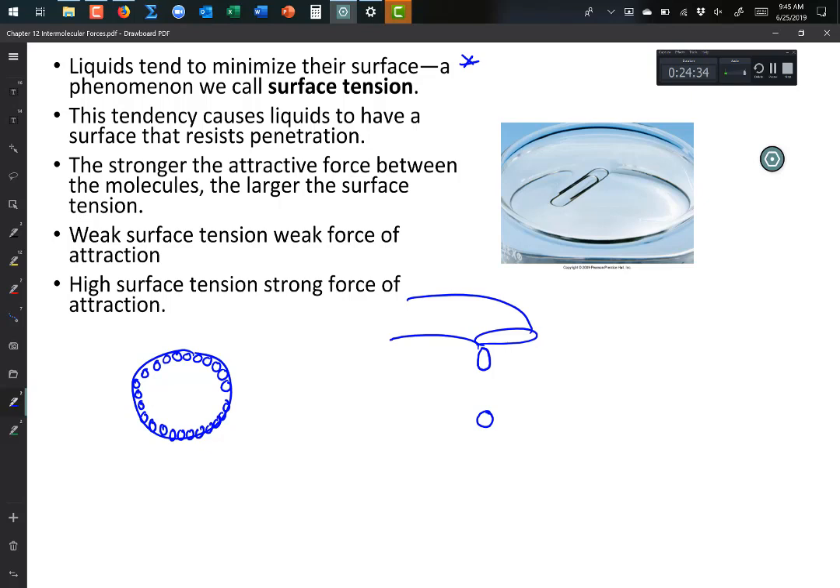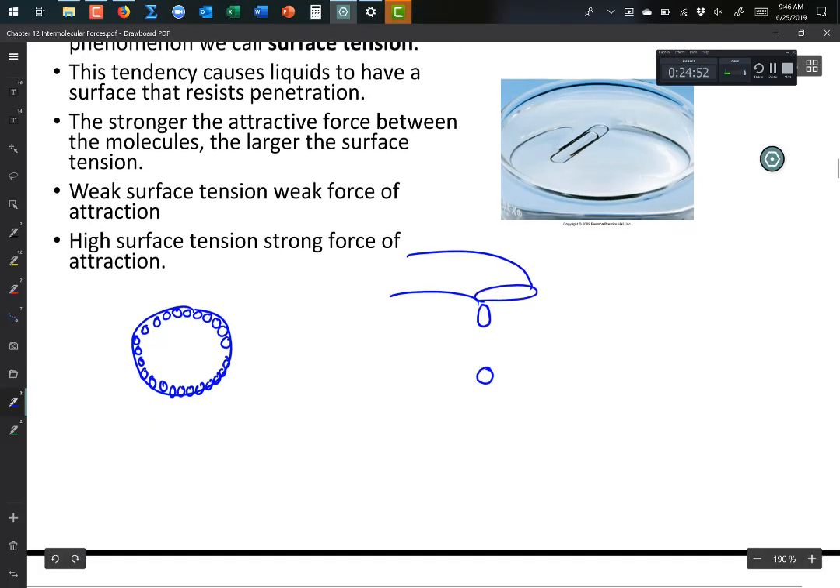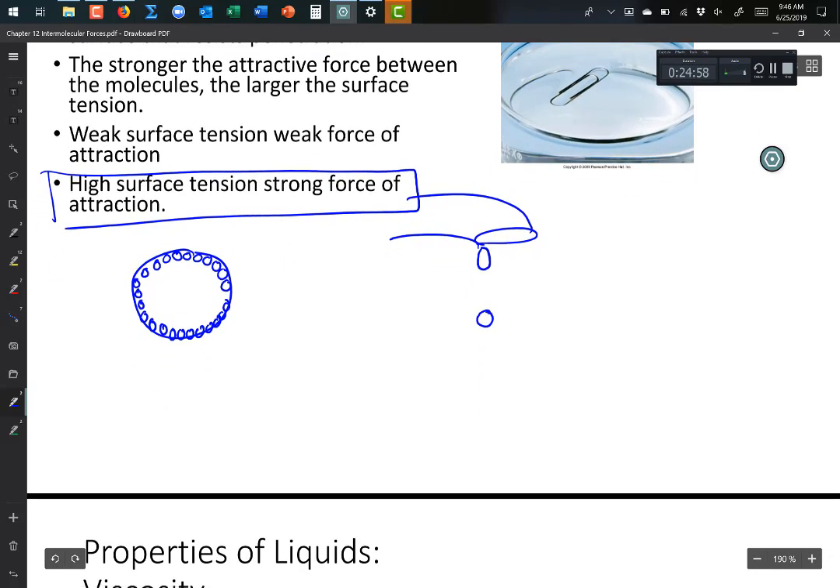One of the reasons we add soap to water when we clean stuff is to break up the surface tension. That, and it's good at removing fat and grease, but one of the reasons is breaking up surface tension. The stronger the intermolecular force, the stronger the surface tension. That's the bottom line. High surface tension, strong forces of attraction. And weak means weak forces, a weak surface tension.